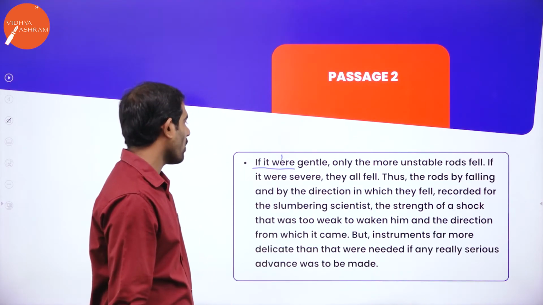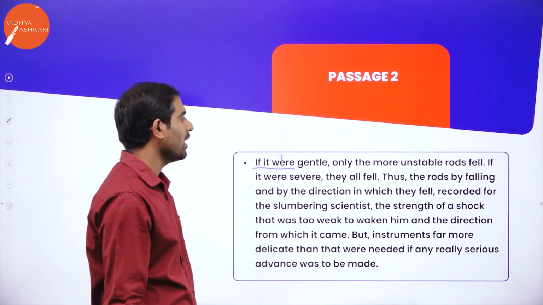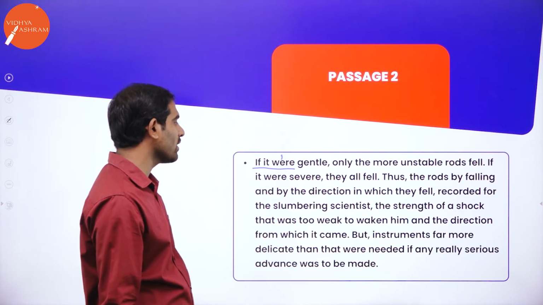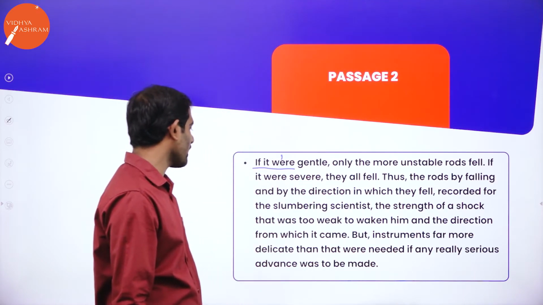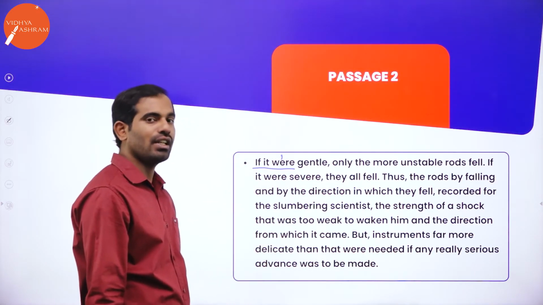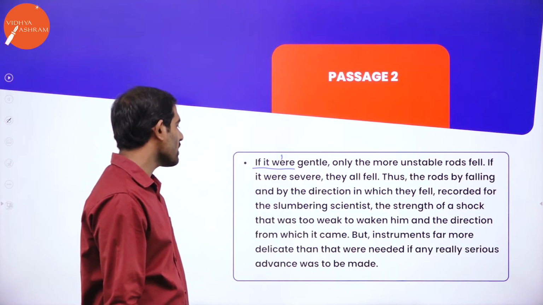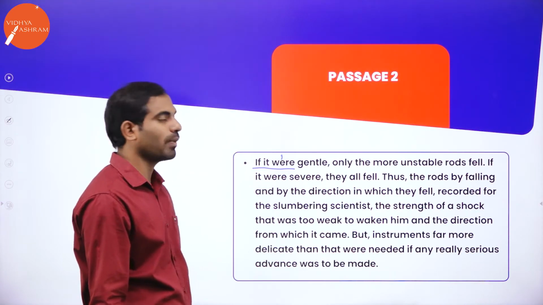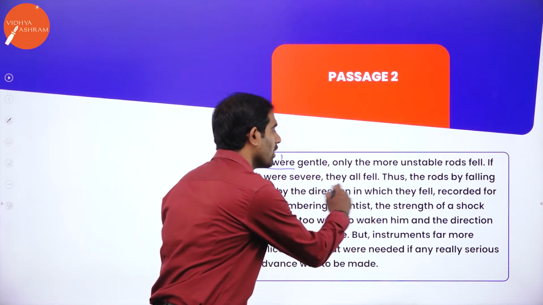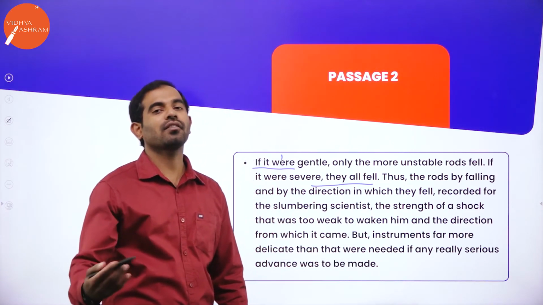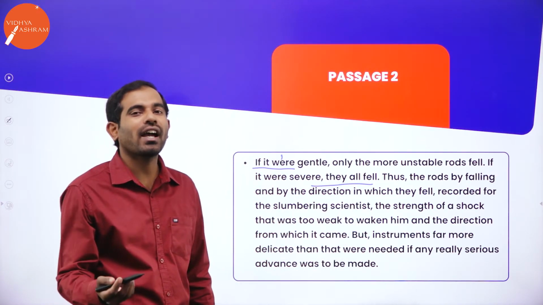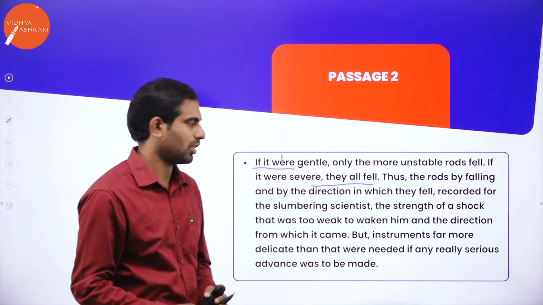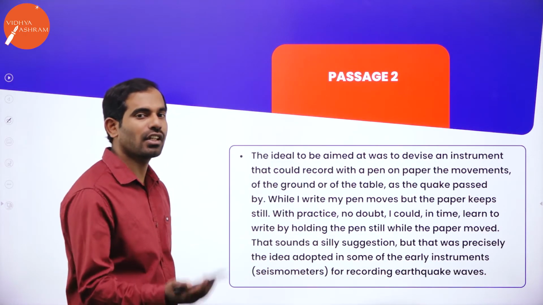Thus, the rods by falling and by the direction in which they fell recorded for the slumbering scientist the strength of a shock that was too weak to waken him and the direction from which it came. But instruments far more delicate than that were needed if any really serious advance was to be made. We are talking about rods here. We don't have any other instruments. We don't have instruments which could record even the slightest movement in the earth. Now, let us move to the next paragraph.